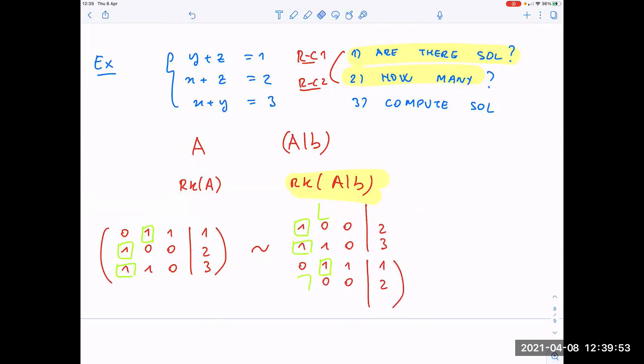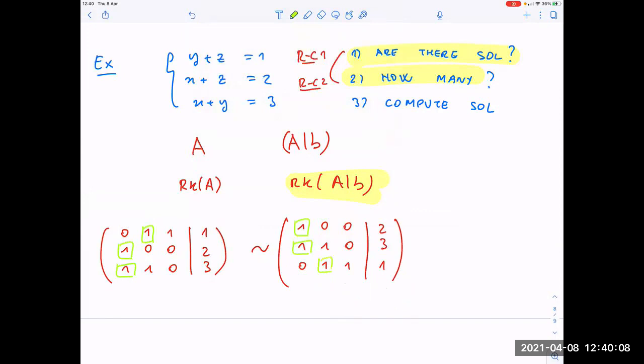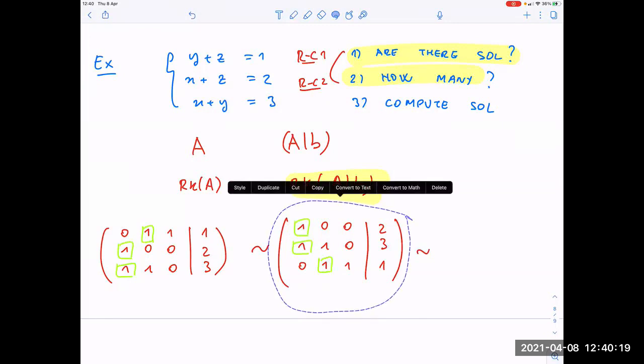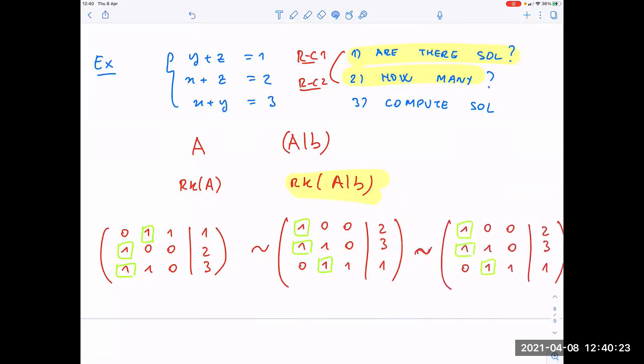So let's get rid of the extra stuff we don't need. So I swapped row 1 and row 3. Now we are in a better shape for the rank computation. And then I use the first row to clean up the second row. So this is what I want to do. So let's do this.